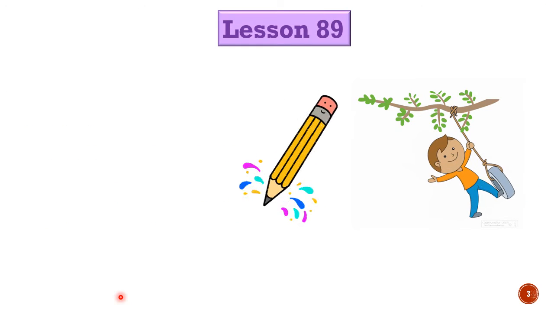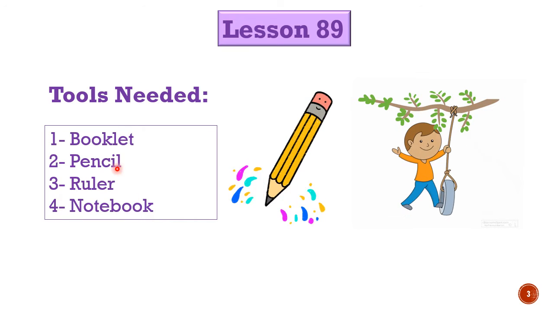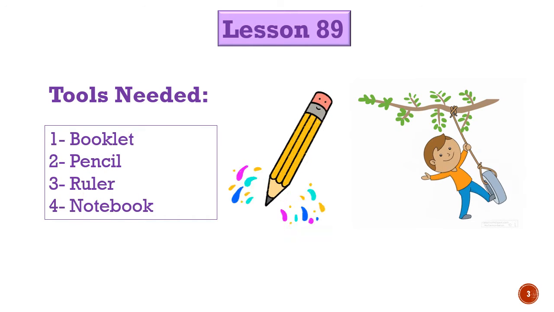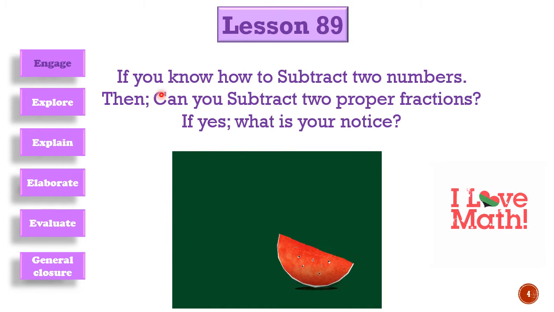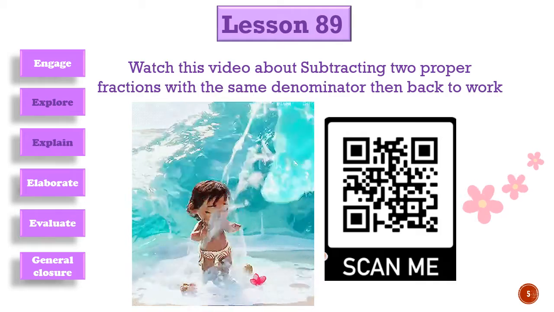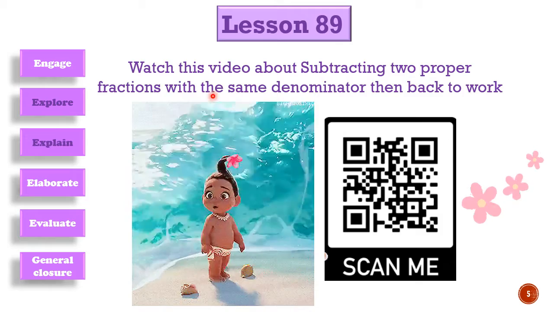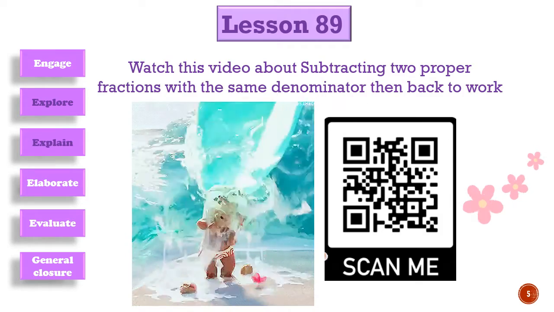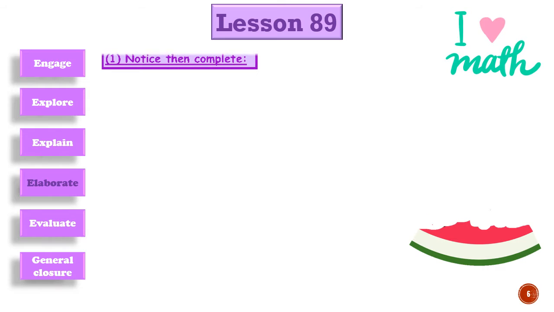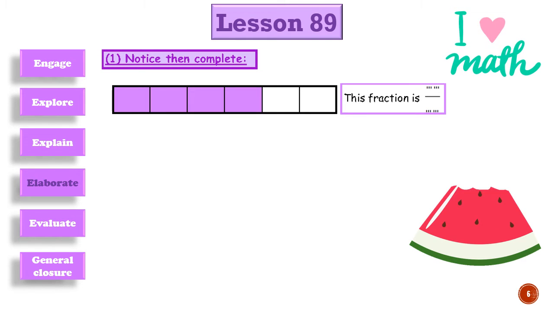Here we will have our tools: booklet, pencil, ruler, notebook. Our engage is, if you know how to subtract two numbers like 7 minus 5 equals 2, then can you subtract two proper fractions? If yes, what is your notice? Let's go. Our explanation of this lesson, which is this video, is about subtracting two proper fractions with the same denominators. Then back to work. Let's go to do this activity about subtracting fractions.